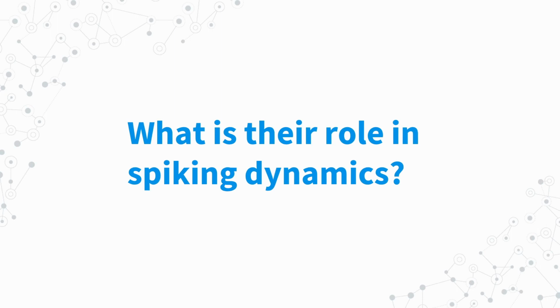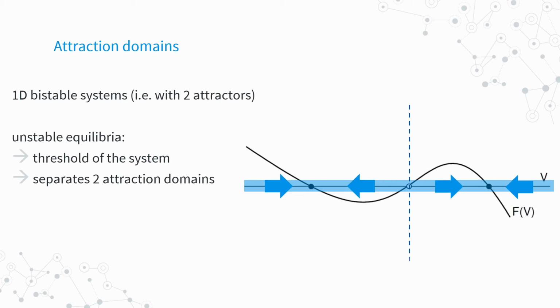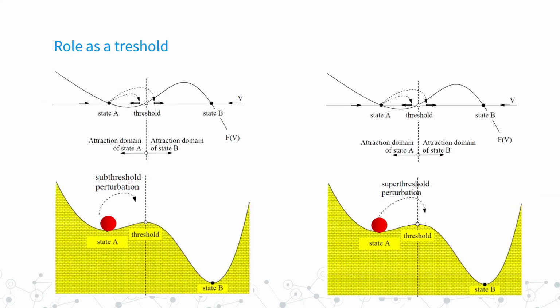But now, what is so important about these equilibria, about the attractors and repellers? Well, especially the unstable equilibria are of great importance in spike dynamics, because they play the role of thresholds in one-dimensional bistable systems, so in systems with two attractors. They separate two attractor domains from each other, which can exhibit two very different behaviors. This modulation is thought to describe the essence of the mechanism of bistability in many neurons.